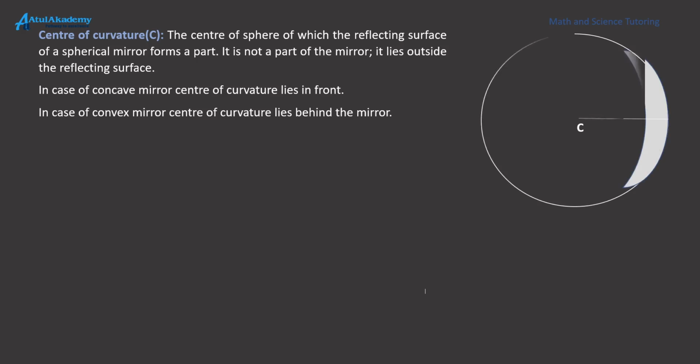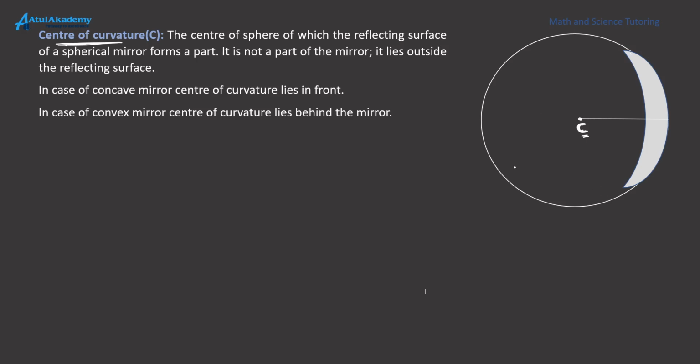Let's see over here what it is now. As I told you, these spherical mirrors are basically part of a sphere. If you see over here, it's part of a sphere, and this sphere obviously will have a center. That center is called the center of curvature. So the center of curvature is the center of the sphere of which the reflecting surface of the spherical mirror forms a part.